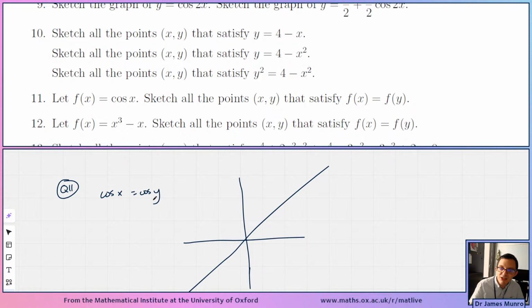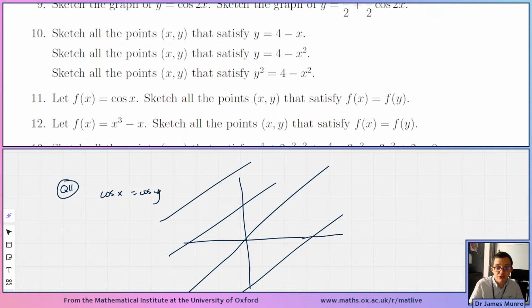But there are other ways to see the same value of cosine. One of them is to increase the value of y by 360 degrees compared to x, which gives you lines like this, or 720, or so on. So you can draw these lines. If you add or subtract 360 degrees, you'll get the same value of cosine. So that's another example of cos y equals cos x.